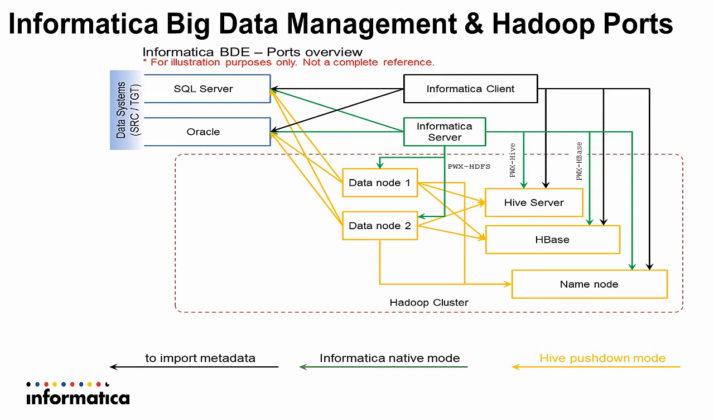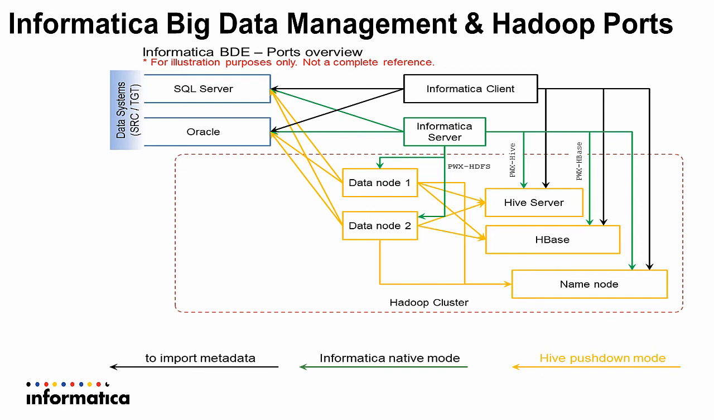And then finally, Hive pushdown, highlighted in yellow, right? What we talked about is when I have my workload running on the Hadoop cluster, Informatica submits the job to the Hadoop cluster, and internally, through the data node, it'll make calls to SQL Server, the relational databases, bring that data onto the Hadoop cluster, process that data, and store that data, whether it's Hive server or Hive, HBase, or name node, right?